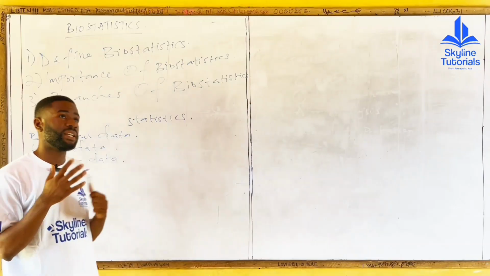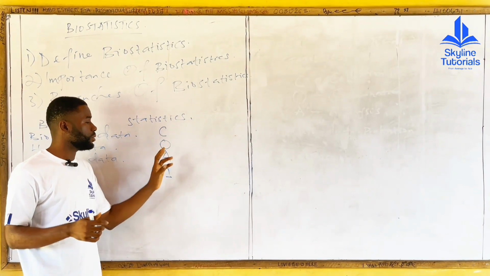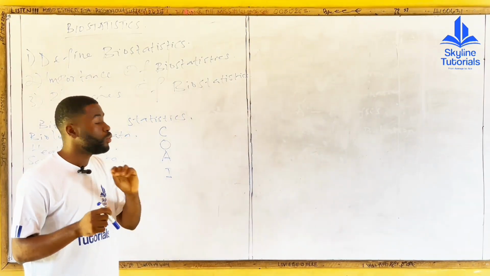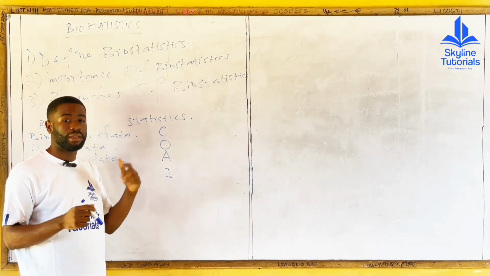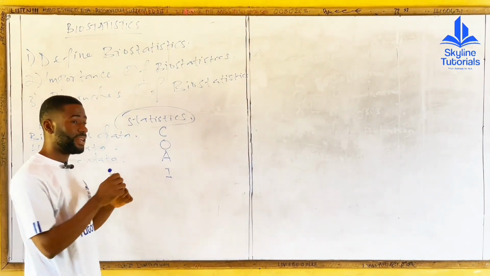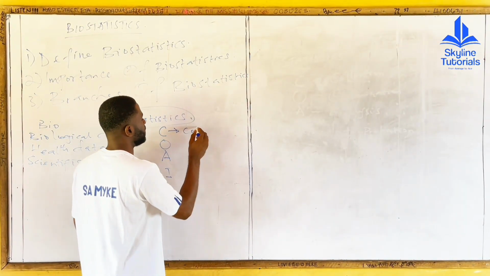The word statistics can be seen or referred to as the collection, the organization, the analysis, and the interpretation of numerical data. So statistics is seen as the collection, organization, analysis, and interpretation of numerical data, which can be abbreviated as COA. So let's look at the key concepts or the key terminologies that are enacted in the study of statistics. The first we have here is collection.